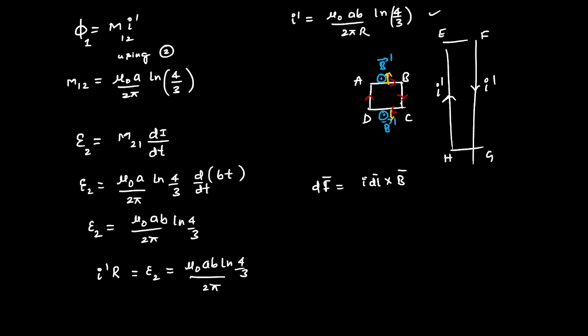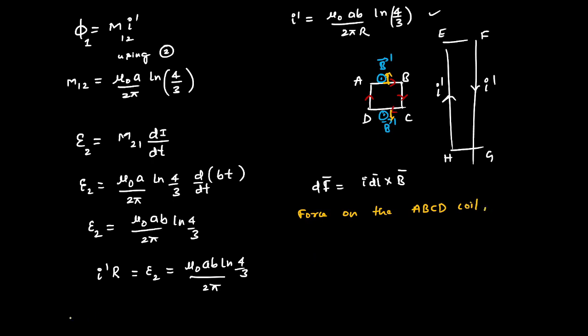I'm considering the magnetic field produced by EH, which will be out of the screen. So the current elements chosen on AB and CD will cancel each other. So basically we don't have to worry about the AB segment and the CD segment. Now we are finding out the force on the ABCD coil.